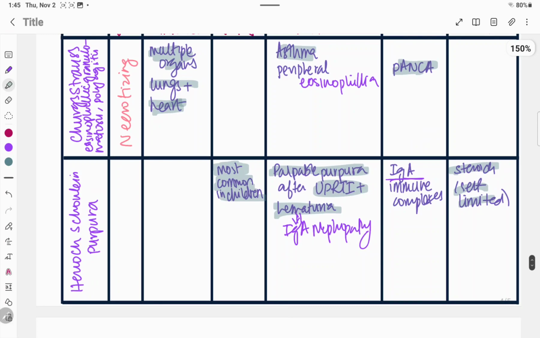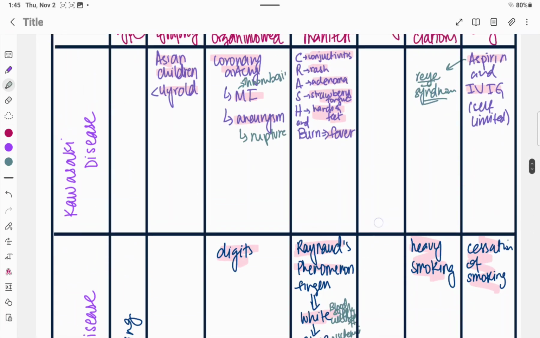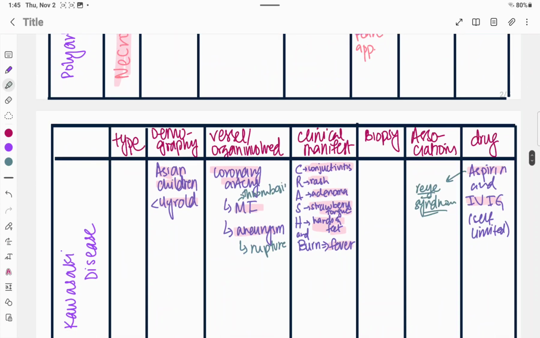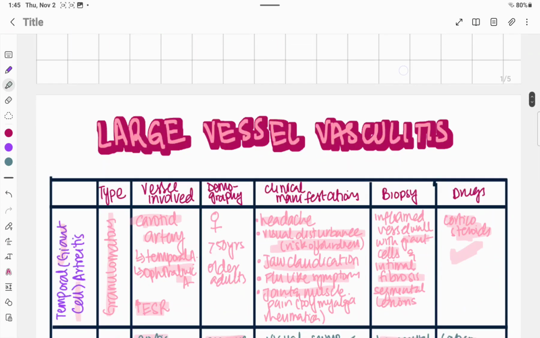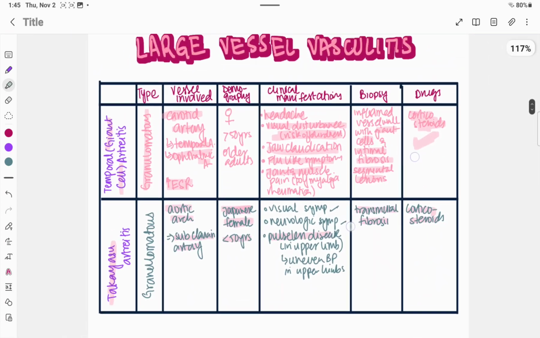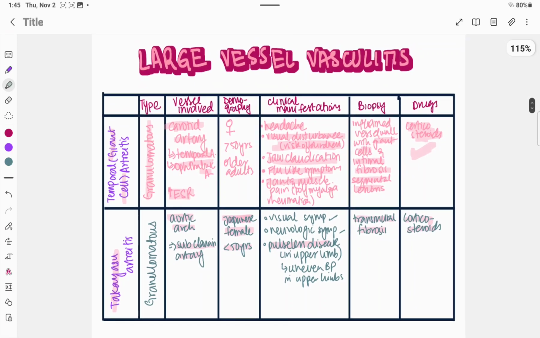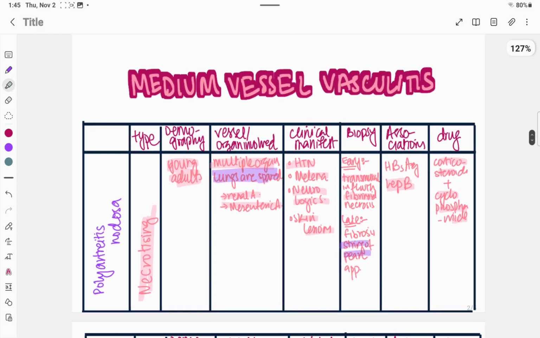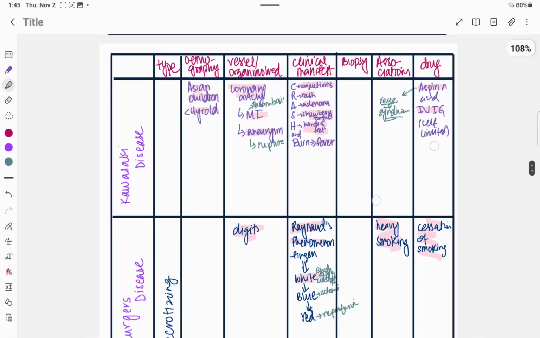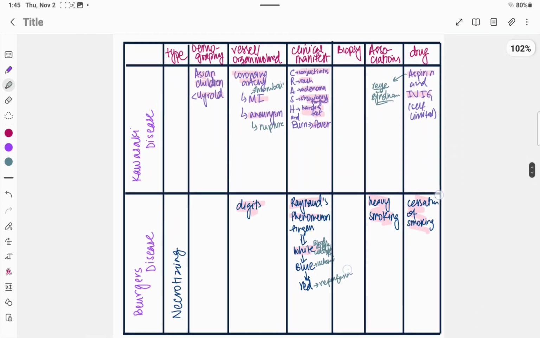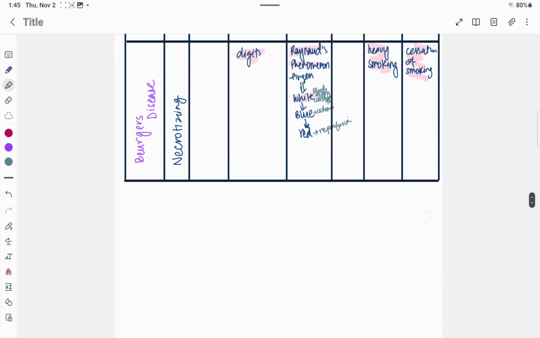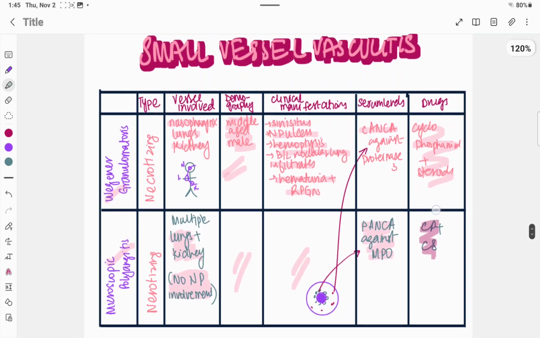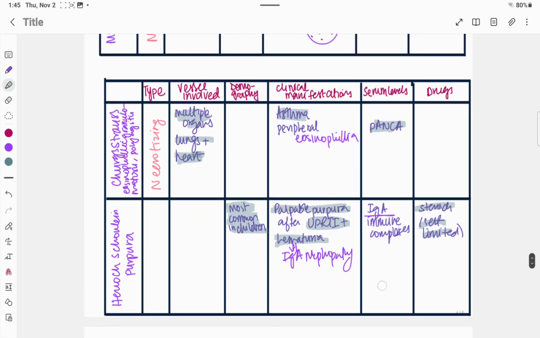So, of course, there are a lot of German names and Japanese names, but these tables have made it very easy. So you can take screenshots. Let me make it so that you can take a screenshot for large vessel vasculitis, and for the medium vessel you have to do it bit by bit. This is one, polyarteritis nodosa, and then Buerger's disease and Kawasaki disease, and then for small vessel vasculitis bit by bit again. Here you go. And then for the last one.